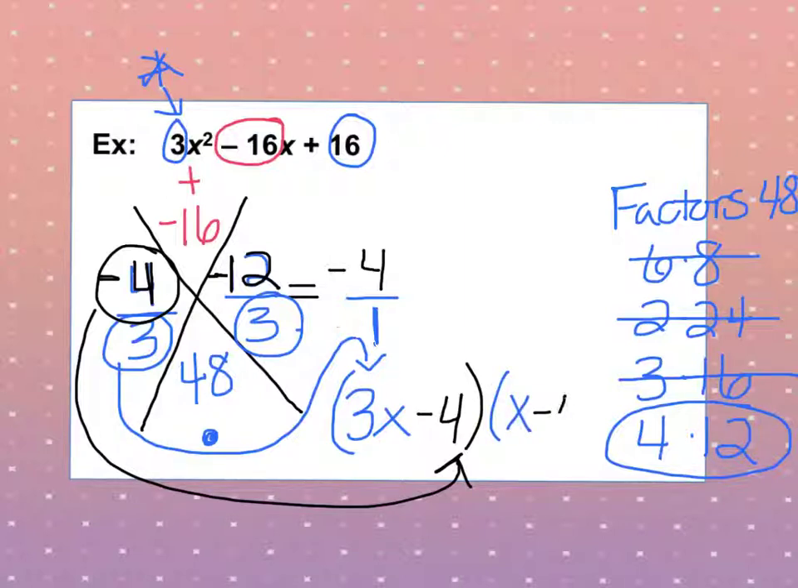And then minus 4. And now what I want you to notice is look at 3x times x gives me the 3x squared. And then negative 4 times negative 4 gives me positive 16. But I'll need to check my answer to make sure I get negative 16x in the middle when I simplify.